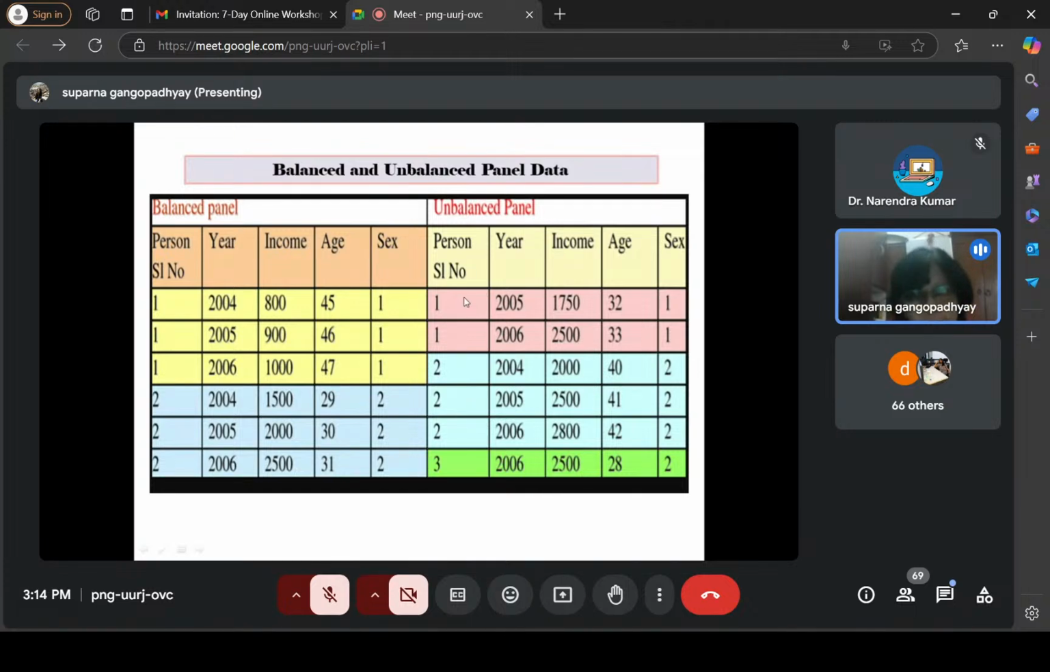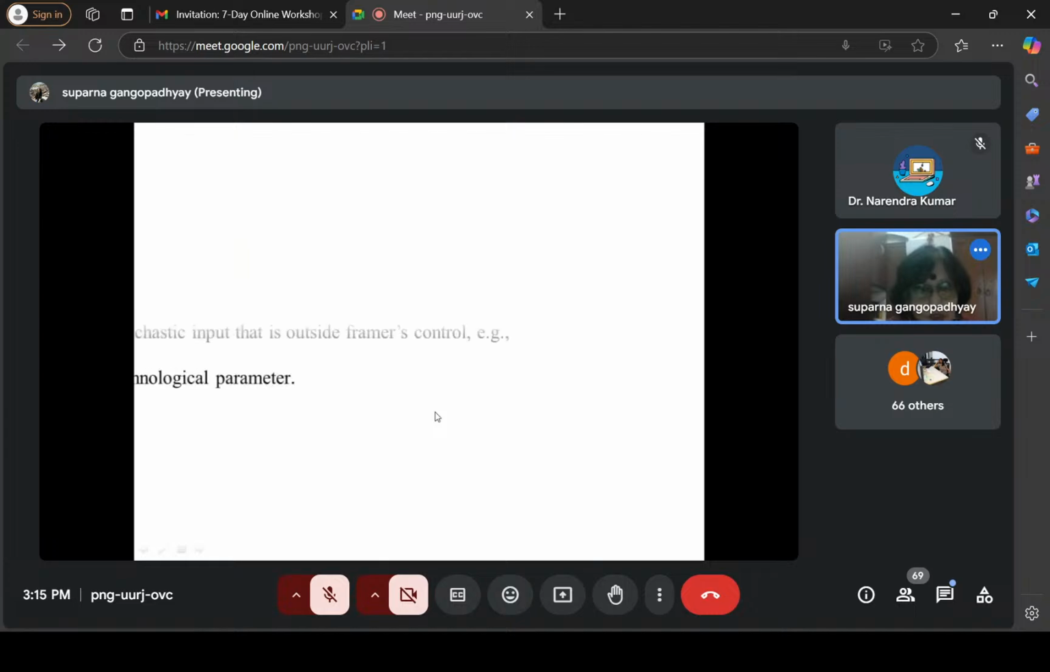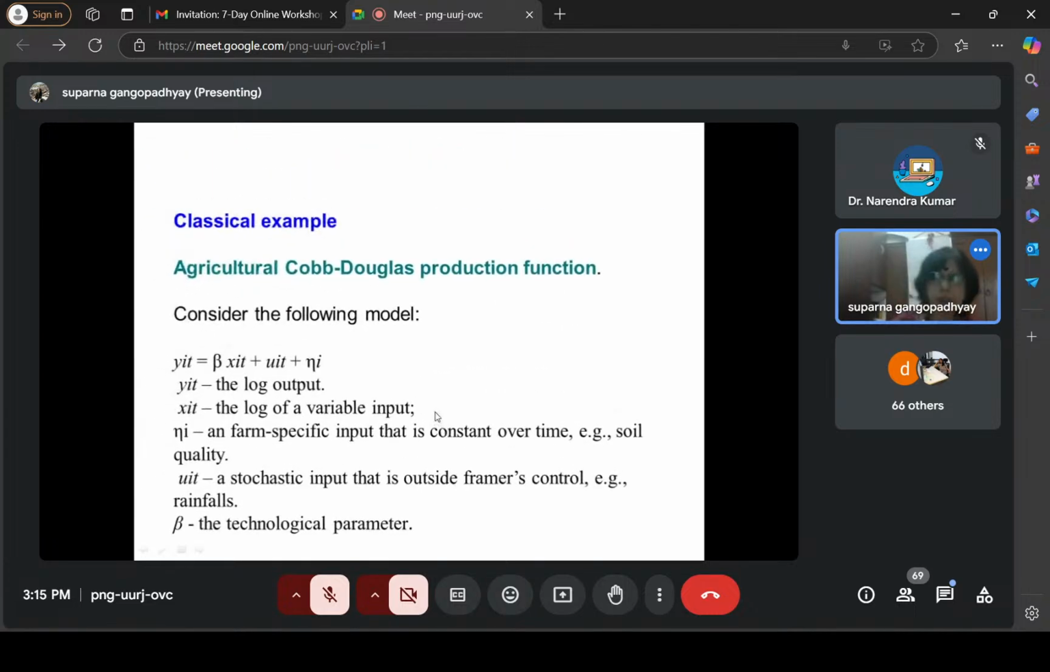So in unbalanced panel data, 1, 1, 1 has three observations, while 2, 2, 2 has only 3 as well. Clear? That means in a balanced panel, each of your cross-sectional units will have the same number of time series observations. In unbalanced, this is not so. Suppose I take an example.